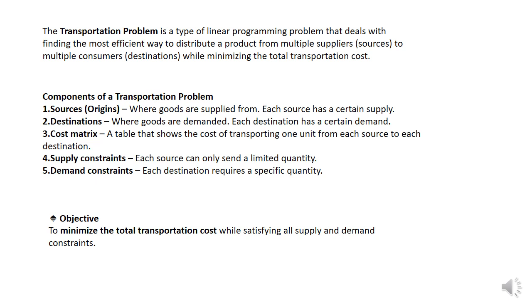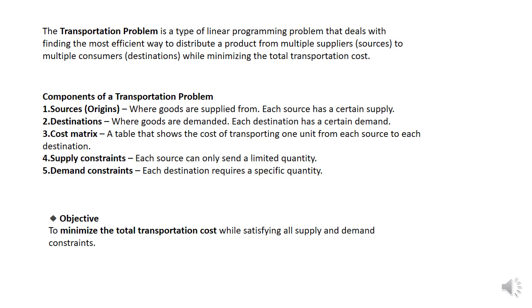Now we will go with the second problem, that is the transportation problem. The transportation problem is a type of linear programming problem that deals with finding the most efficient way to distribute a product from multiple suppliers to multiple consumers while minimizing the total transportation cost. Means here which method will be efficient for the low transportation cost.